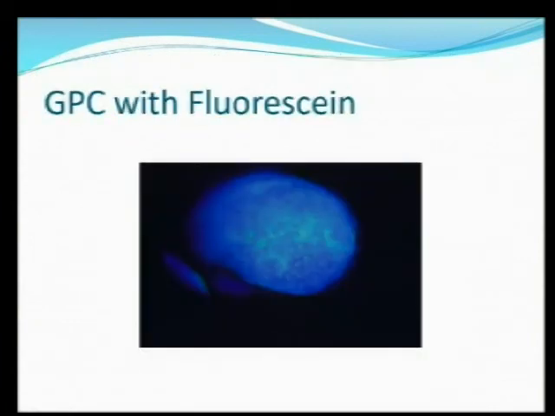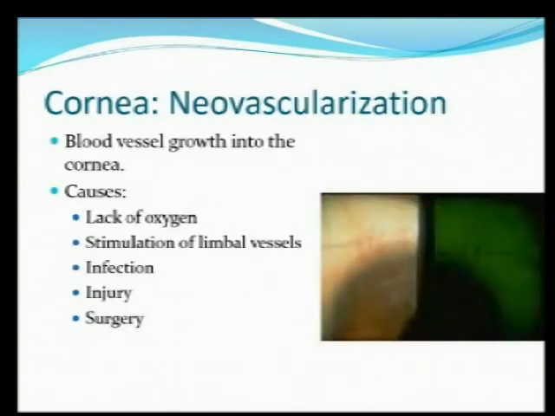Now here's a shot. We talked earlier about giant papillary conjunctivitis and how if you flip that lid and you want to highlight the appearance of the papillae, you can put a little fluorescein in there and use a cobalt filter, and this is what you see. Another example of a diffuse illumination.